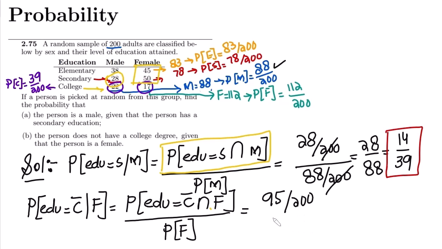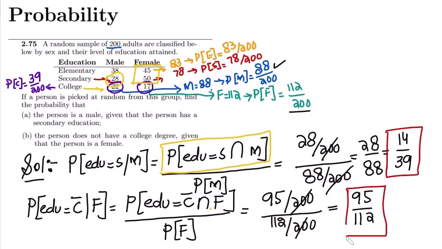Divided by the probability that a person is female. Do I know that? Yes, I have already found it out here, so writing it here, 112 divided by 200. These two will cancel out, and here I will get 95 divided by 112, and that is the solution of part B. So this is part A and this is part B of our question 2.75.